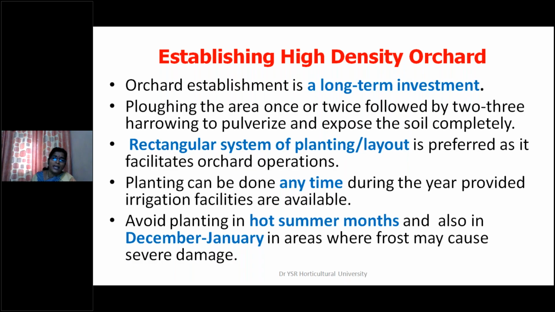You have to prepare the land thoroughly by ploughing once or twice, pulverizing very well, and also exposing the soil completely. Then you have to adopt a rectangular system of planting, that means row to row rectangular planting, because it will facilitate orchard operations, and planting can be taken up any time in the year if irrigation facilities are available. We have to avoid planting in hot summer months, and also avoid planting in December and January where there is incidence of frost.